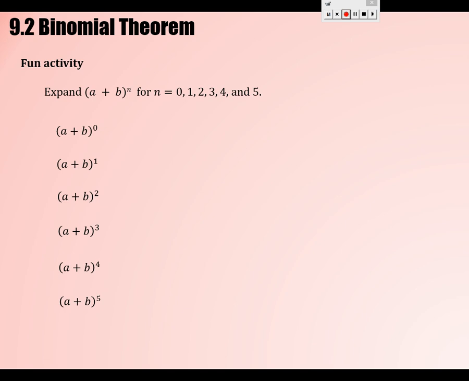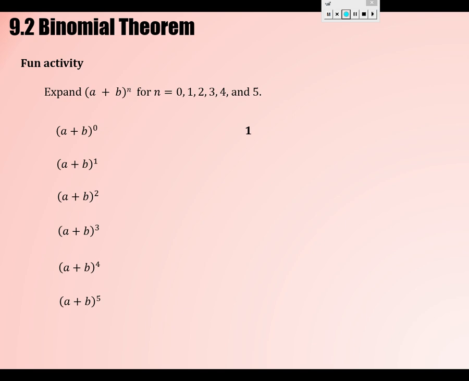Homework number 4 is tonight from the book. Sorry, I just didn't update it over there. Oh, yeah. Homework 4 tonight. So I'll do the first one for you, but I'd like you to expand a plus b to the 0, 1, 2, 3, 4, and 5 using your algebra skills. I'll do the first one for you.